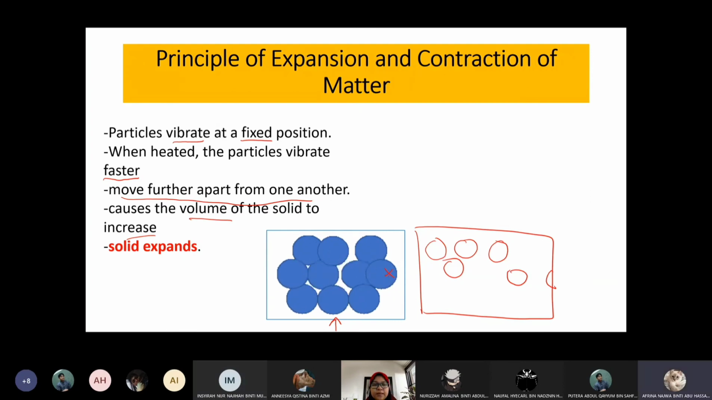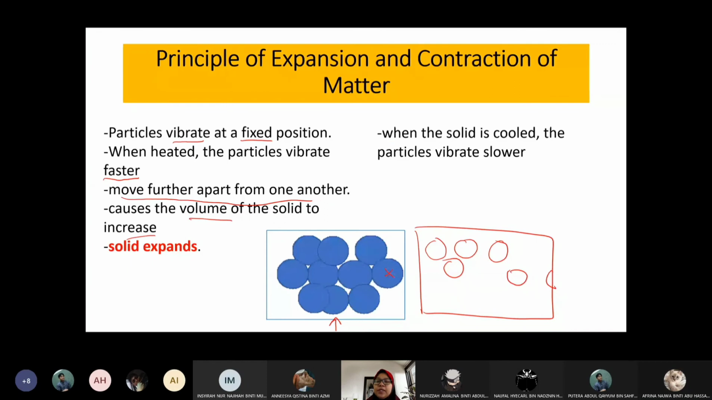Gas. Balloon. The balloon itself is a solid, but we have gas in the balloon, right? So when the solid is cool, just now we talked about when solid is heated. Now what happens when the solid is cool?